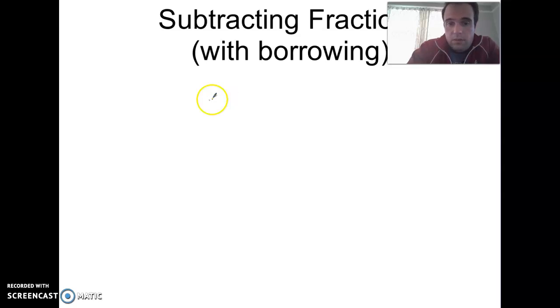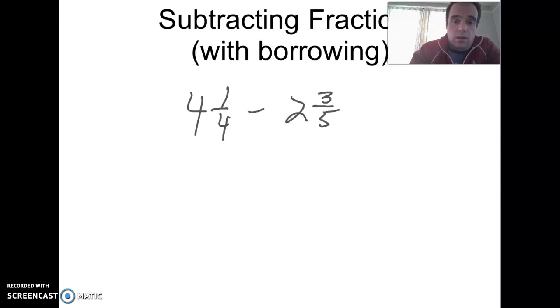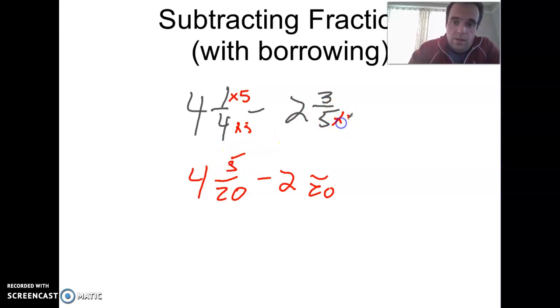What happens if they're 2 mixed numbers? 4 1/4 minus 2 3/5. Again, start the same way. Common denominator, which here will be 20ths. This is times 5 over 5. This is times 4 over 4.